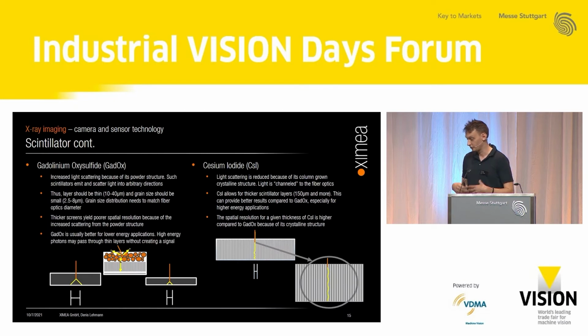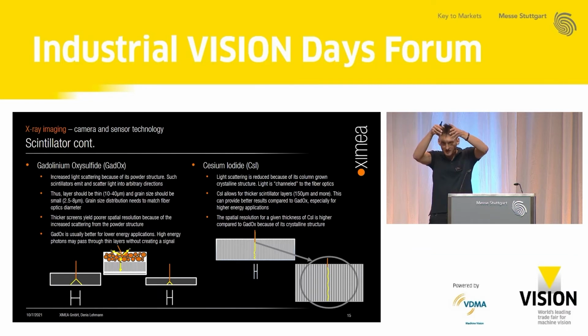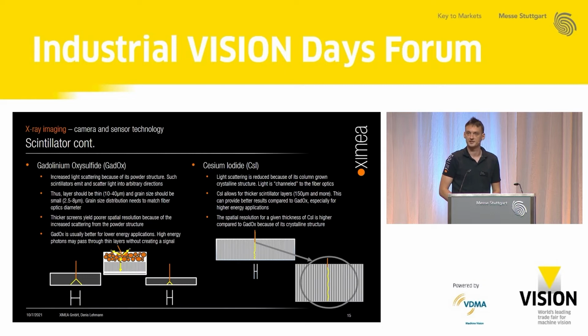Crystalline grown screens such as CSI are a little different, because the light that's being emitted is kind of like tunneled down the crystalline. So you can say that it's more directed. And as it is more directed, we can make the screen thicker. And when we can make it thicker, it's obvious that we can use higher X-ray energies.